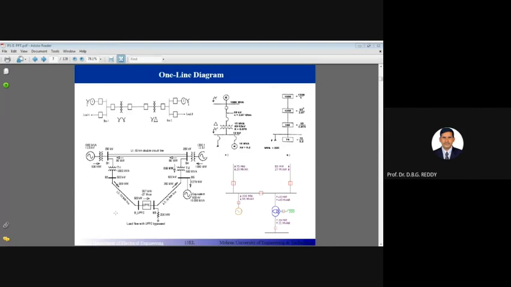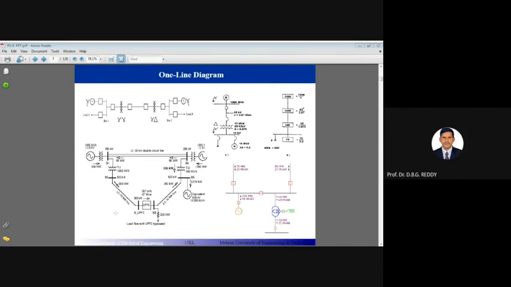This is a single line diagram of a power station and its symbols. You can also represent the power system using the symbols. This is very important. If you visit any thermal power station or any power station, you can see a layout diagram like that only.